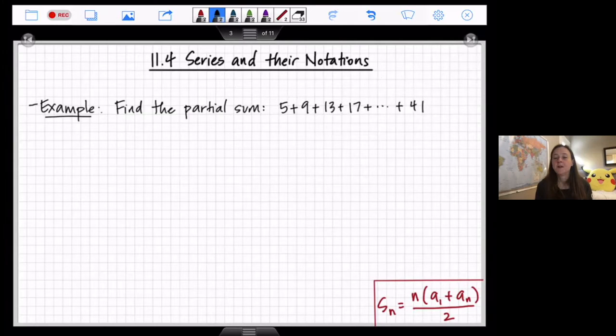We worked really hard to find that formula down in the bottom right-hand corner for the nth partial sum of an arithmetic sequence. So let's put it to some good use. We're asked here to find this partial sum, 5 plus 9 plus ... up to 41. And this is the partial sum of an arithmetic sequence. We can tell that because we get from one term to the next by adding 4.